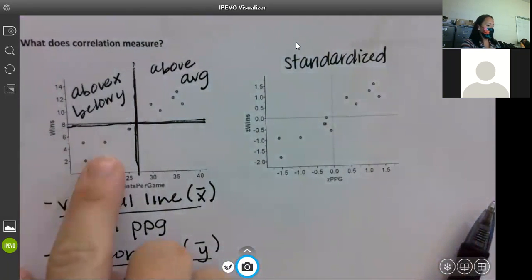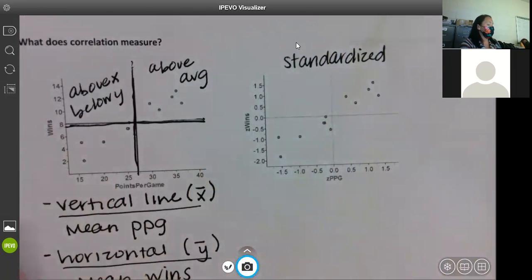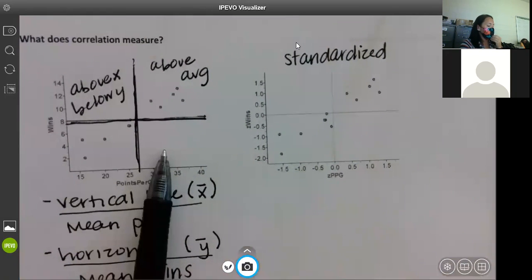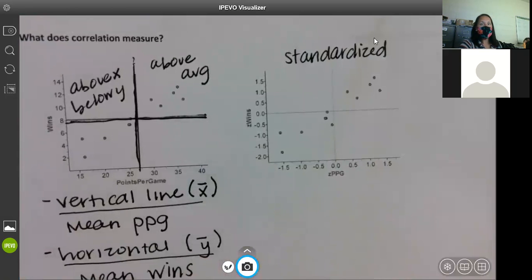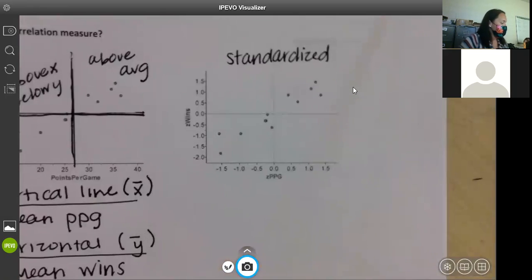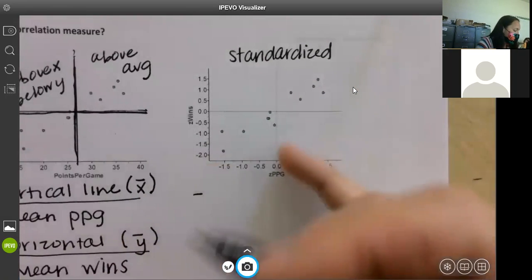What's this one? Below both. It's below the horizontal and to the left of the vertical. So it's below X and below Y. What about these? Below which one? Look at it again. They're below X. This quadrant right here is, oh, you can't see it. Sorry, y'all. It is below X, but above the Y. So it's to the right of Y. Okay. All right. So look at your standardized. If it was to the right of Y, then that means above Y. Yes. Okay, gotcha. What did we do on this?